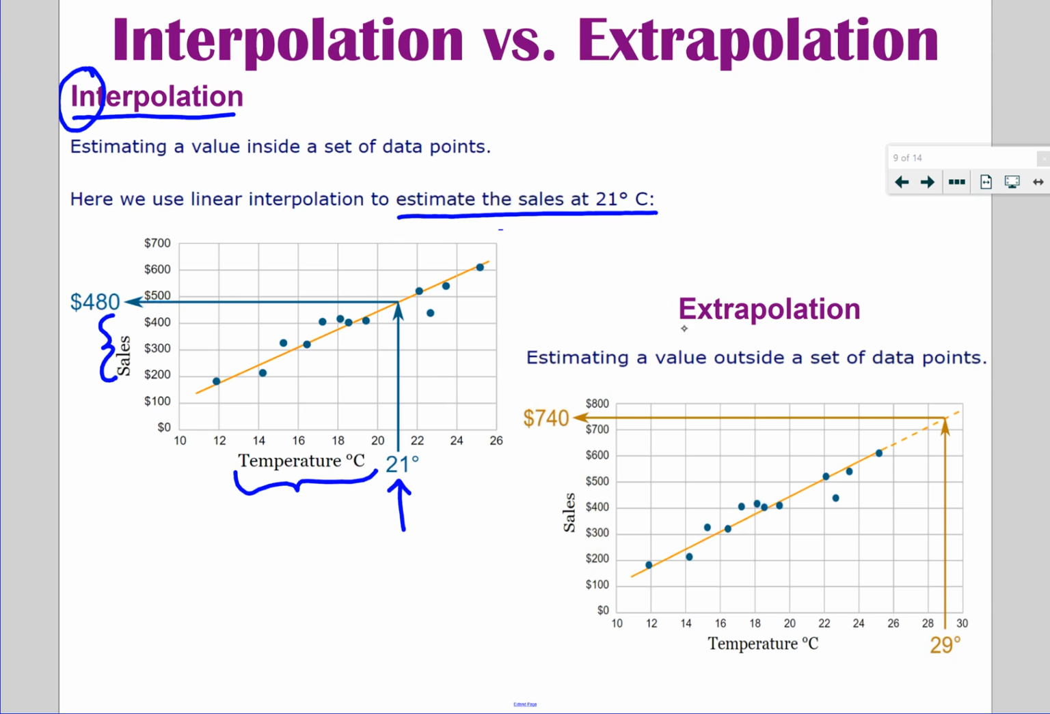The other definition is extrapolation. That's when you're estimating a value outside of the data points.